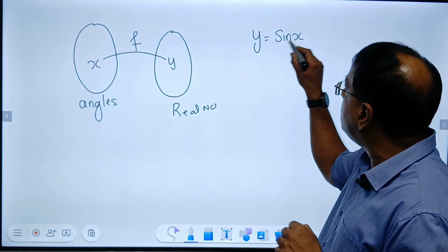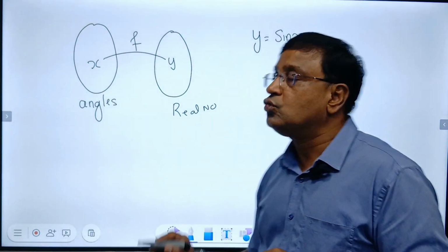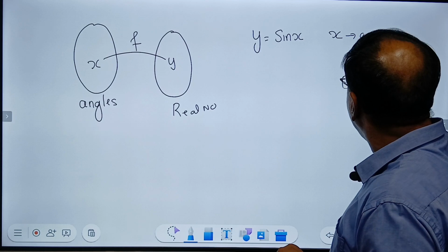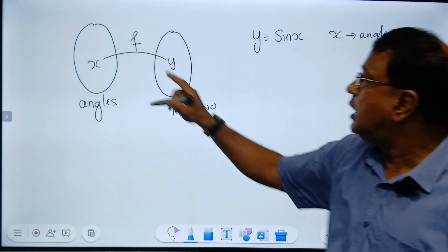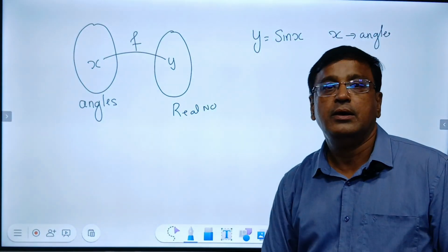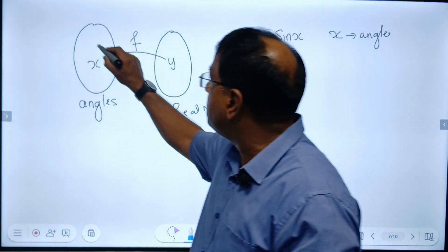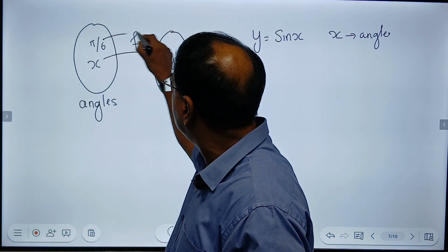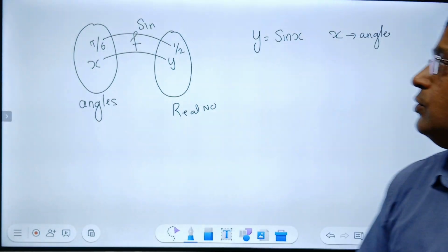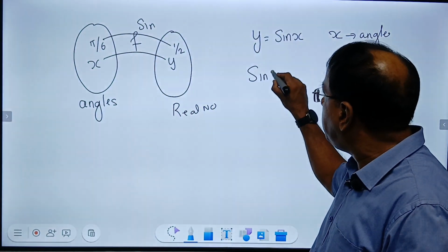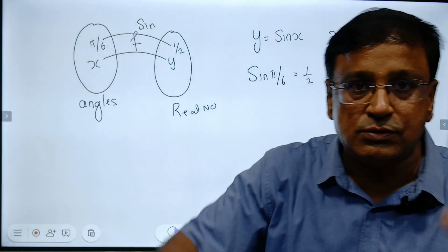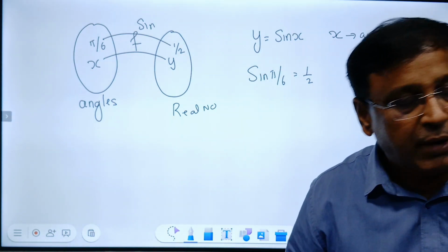Now when I say y equal to sine x, my x is an angle. So in trigonometric function, x are angles. The input is an angle. And the output, what is the output? Output is y. Output is a real number. For example, if you take pi by 6 under the function called sine, it will become 1 by 2 because sine pi by 6 is 1 by 2. So I am putting the value pi by 6 into sine, and sine will take pi by 6 to 1 by 2.